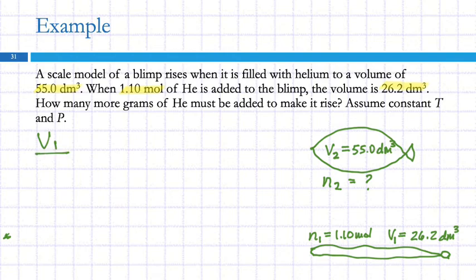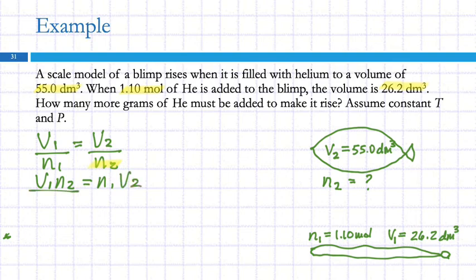So V1 over N1 equals V2 over N2. Here we're solving for something in the bottom, so this is where it's really, really important not to screw up your algebra. Again, let's cross multiply. And then we want to get N2 by itself. So N2 is going to equal N1 times V2 over V1.